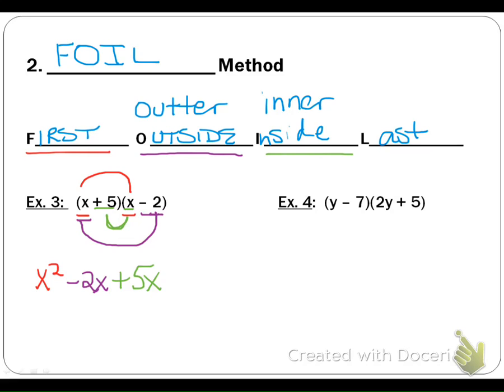Let's see, what color haven't I used yet? I'll go ahead and use blue again. Last refers to the last term in each expression. So this positive 5 and this negative 2. I'm going to draw an arch to show what I'm multiplying. 5 times negative 2 is negative 10.